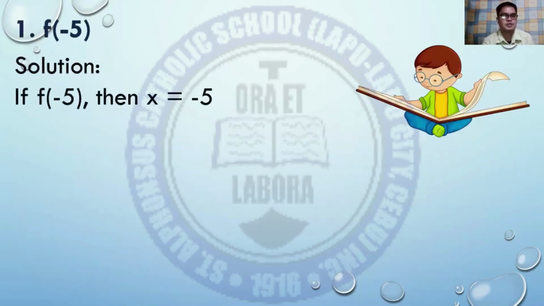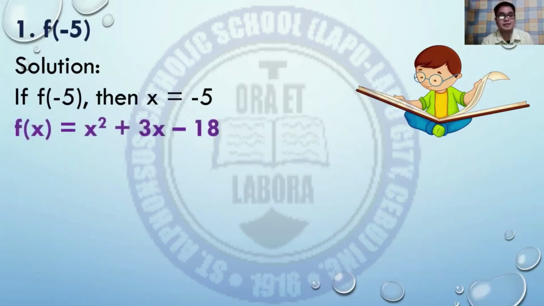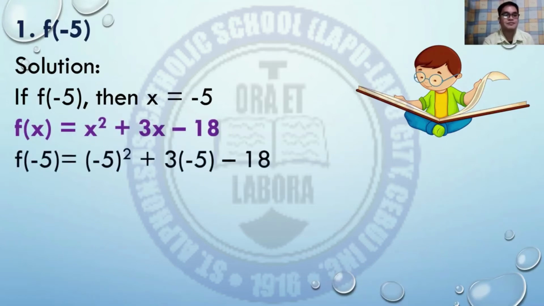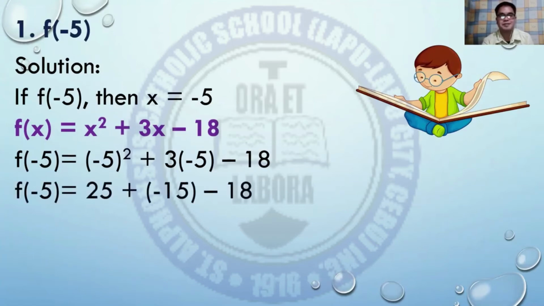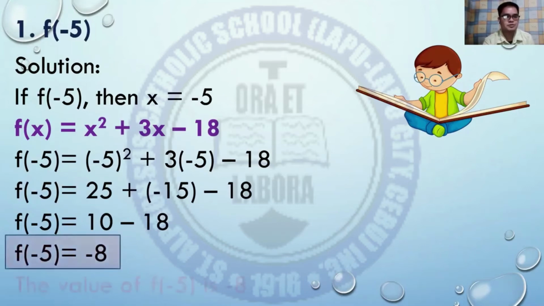So here is the solution. If f of negative 5, then x is equal to negative 5. So write the given function f of x equals x squared plus 3x minus 18. F of negative 5 equals negative 5 squared plus 3 times negative 5 minus 18. And simplify them further. Negative 5 squared, the answer is 25, and 3 times negative 5, the answer is negative 15, minus 18. Combine 25 plus negative 15, the answer is 10. 10 minus 18, the answer is negative 8. So, the value of f of negative 5 is negative 8.